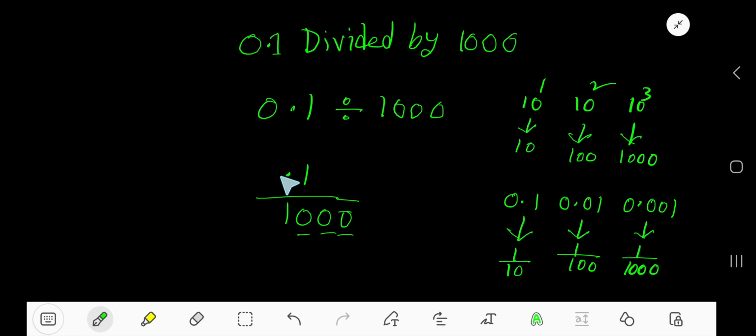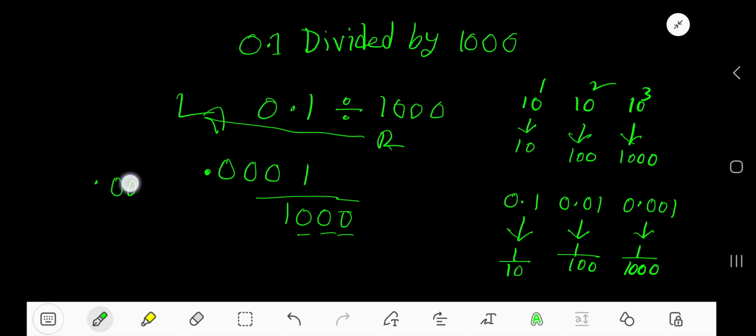1230. So the decimal point will move right to left, 3 places. 1, 2, 3. 1 place, 2 places, 3 places. These are placeholder values, right? So your answer is 0.0001. You can also place another 0 to mean that this is less than 1.